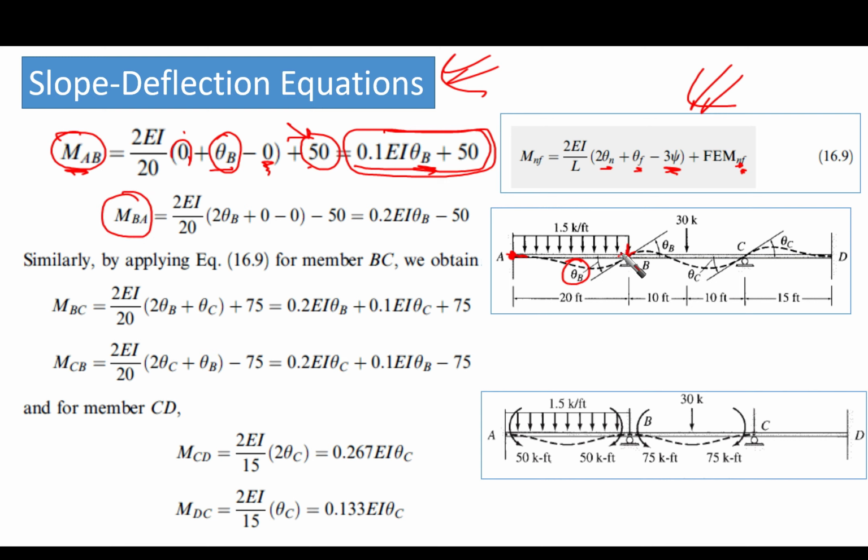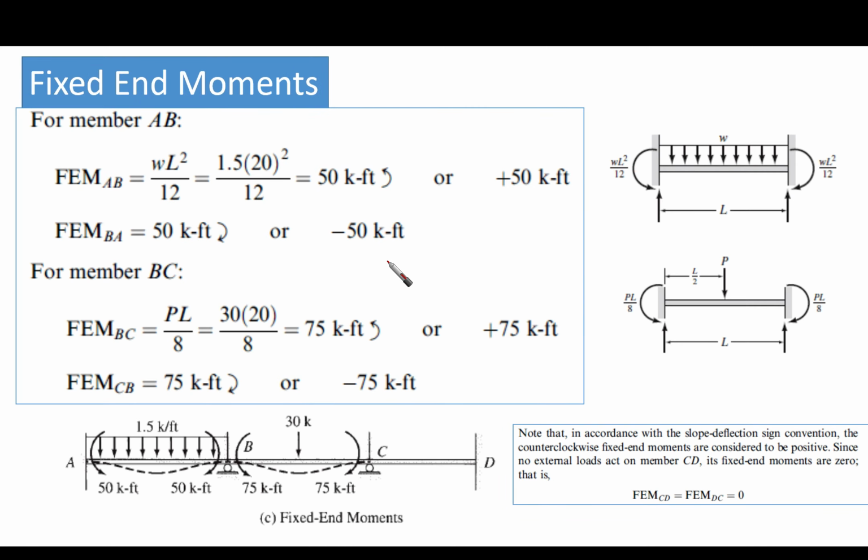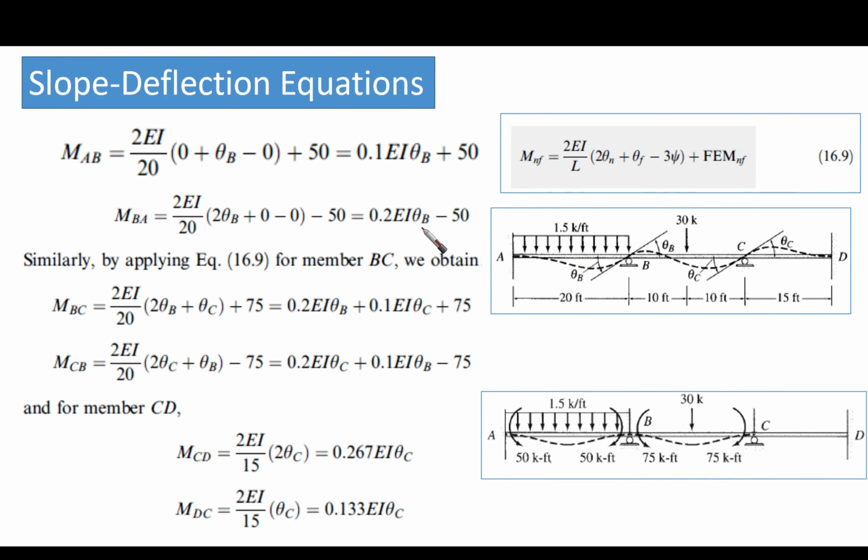Okay, now apply the same slope deflection method but at point B in the span AB. So we're talking about this point. 2EI over 20 times 2 theta B, take care, 2 theta near, theta B, plus theta far. What is theta far here? It is theta at A, which is 0. That's right. Minus 3 psi, which is 0. Then plus the fixed end moment MBA. Take care of the sign. It is minus, from the previous, right? Okay, so we can obtain this equation. So we have two equations now.